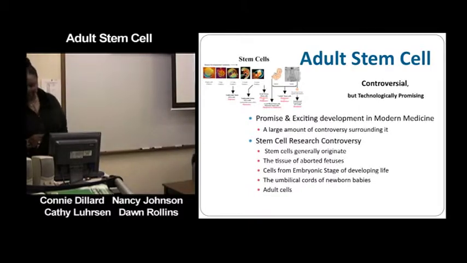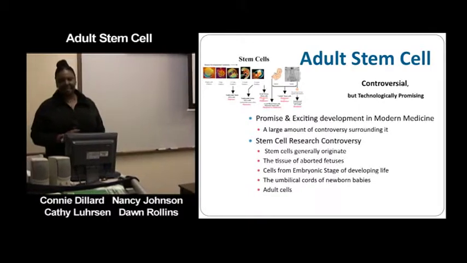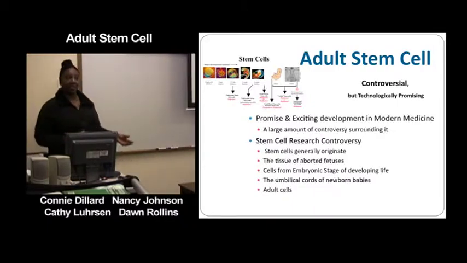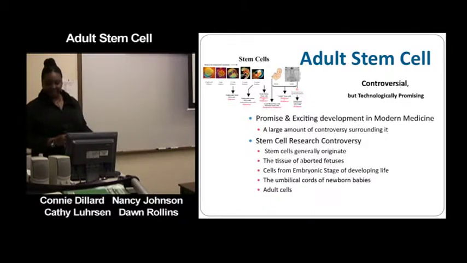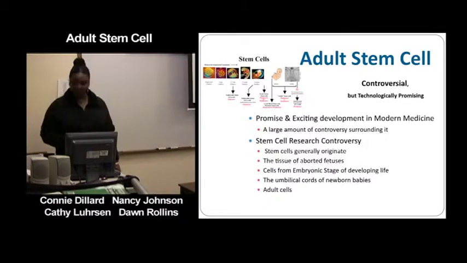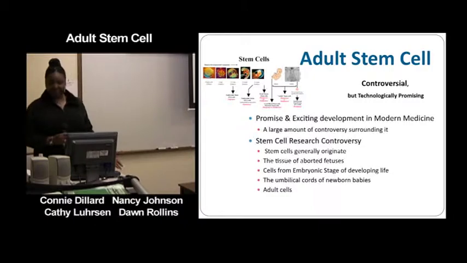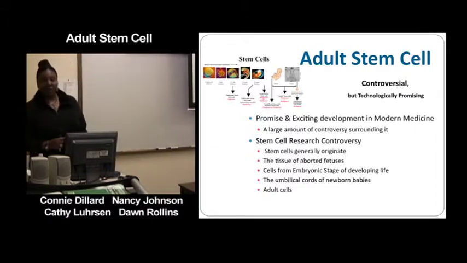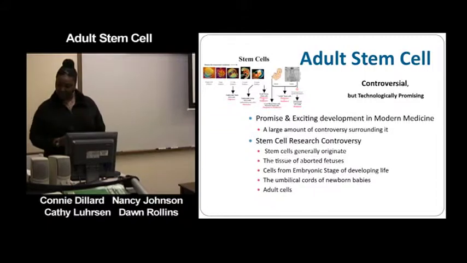So although stem cell research shows promise and is an exciting development in modern medicine, there still seems to be quite a lot of controversy surrounding it. Stem cell research is so controversial because of where the stem cells originate. Some of the easiest and most resourceful places to obtain stem cells would be from the tissues of aborted fetuses, from cells very early in the embryonic stage of developing life, from the umbilical cords of newborn babies, and from adult cells.